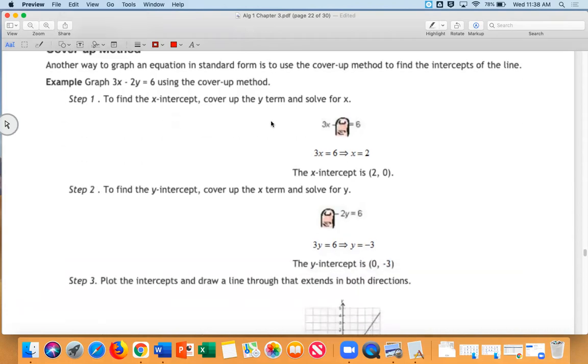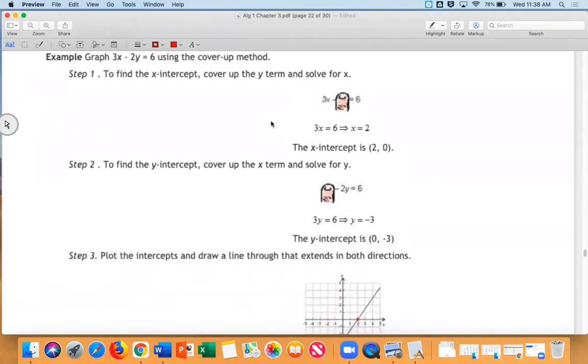All right. So what they're doing is this. They're using their finger as that red box that I was using. So it says to find the x-intercept, cover up the y term. So they use their finger and cover it up. That gives them 3x equals 6. Divide by 3 and you get x equals 2. So they're going to plot a point at (2, 0).